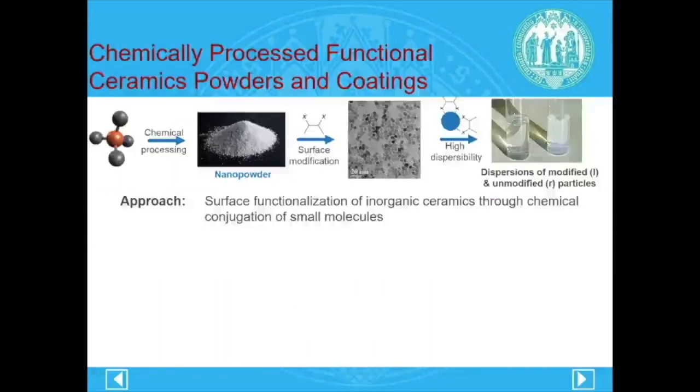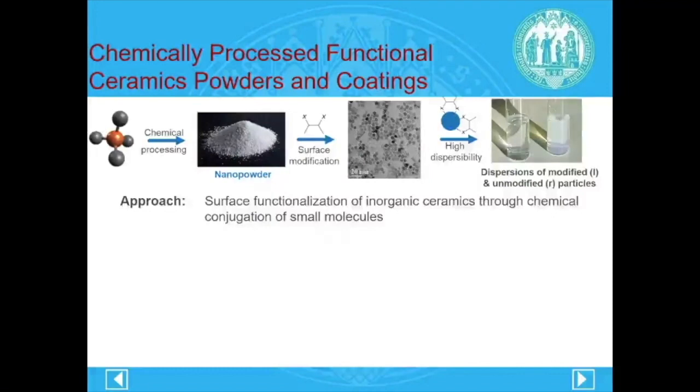So here we see an example of a simple titanium alkoxide which has been processed by solution-based synthesis, a sol-gel technique, to make nanopowder. Now we go a step further and we use these powders and modify them on the surface by using organic ligands with certain functional groups which can chelate on the surface, so there is a real chemical bonding. And this conjugation of organic molecules on the nanoparticles or on solid surfaces allows us to change their fundamental properties.